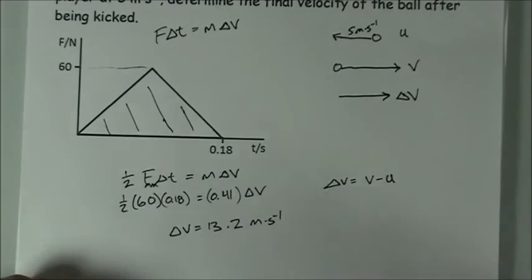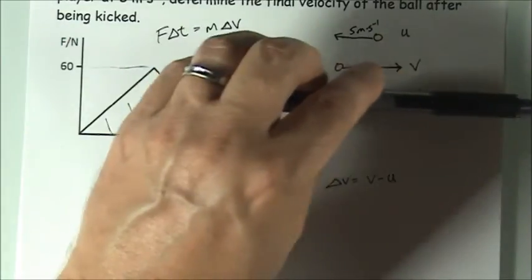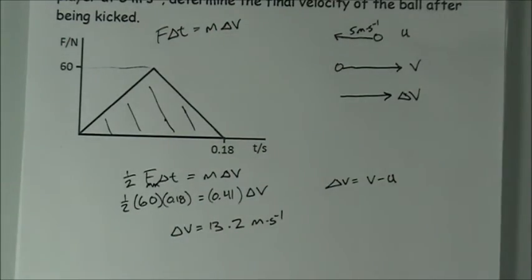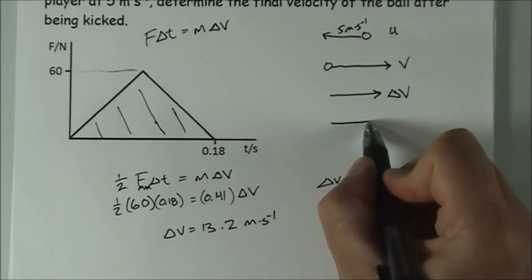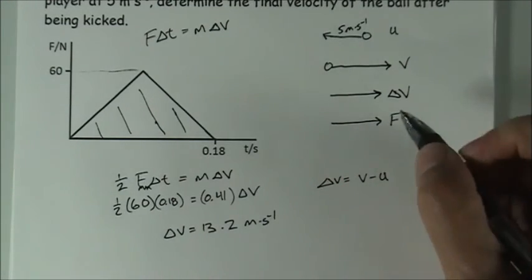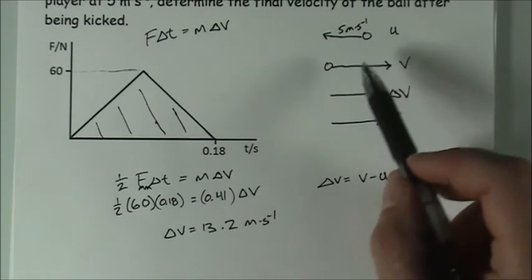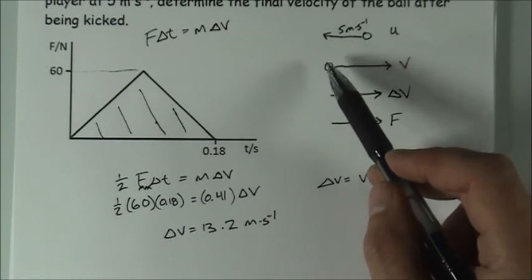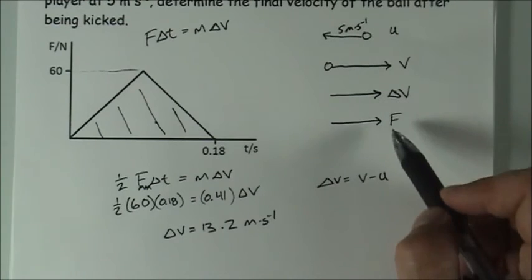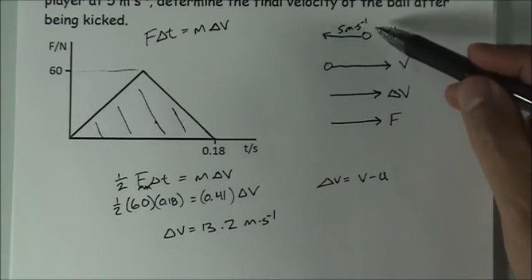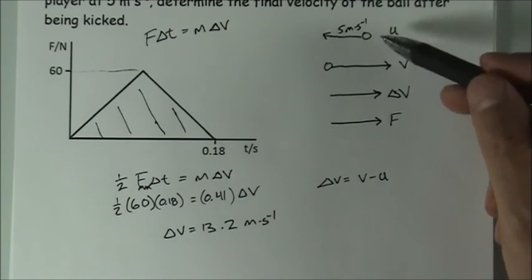In this case, delta v does point in the positive direction because the ball was moving in this direction and then was kicked in such a way that it went in this direction. A really easy way to think about the way that delta v points is that delta v points in the same direction as the force. In my diagram, the force points to the right. The ball came in, had a force exerted on it to the right, which brought it to a stop and sent it back in the opposite direction. So delta v points in the same direction as F. For my situation, delta v is positive, it points to the right. This guy would be negative.